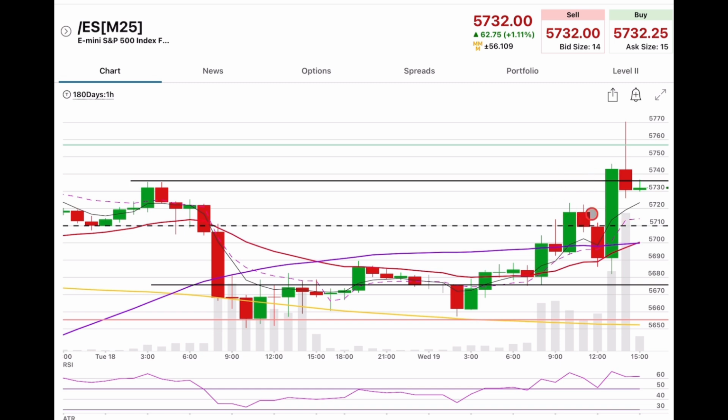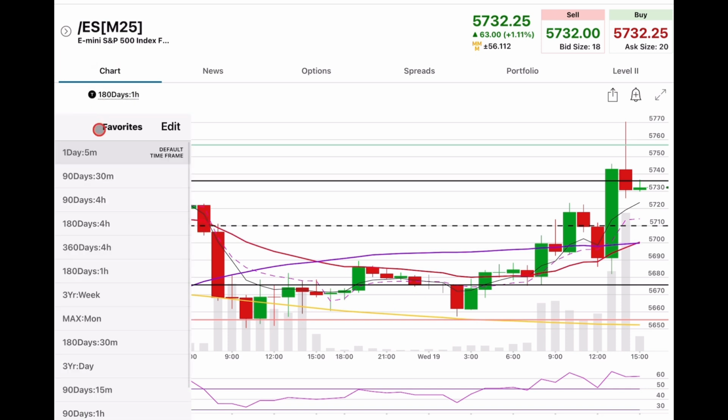And we went up, and then we went down right before FOMC. And then once the FOMC stuff got started, we shot up. We went higher than that, and then we kind of calmed down at the end of the day and got below this high. All right, now let's go to the 5 minute real quick.